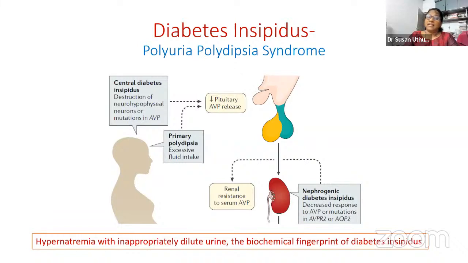So diabetes insipidus is a polyuria polydipsia syndrome. In central DI, there is destruction of the neurohypophyseal neurons, or there could be a mutation in the arginine vasopressin gene. Whereas in primary polydipsia, there is actually an excessive fluid intake, and it can be a dipsogenic polydipsia, or it can be compulsive water drinking. And then renal resistance to serum AVP is the problem in nephrogenic DI. The decreased response to AVP can be due to mutations in the AVP receptor 2 or aquaporin channels.